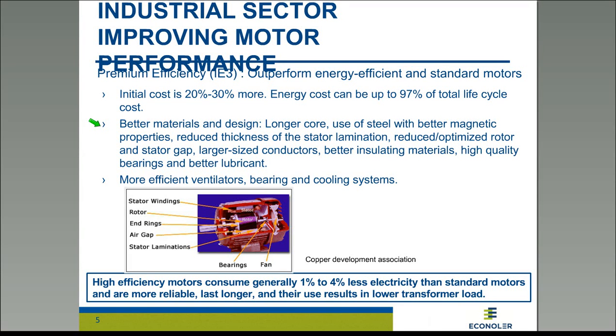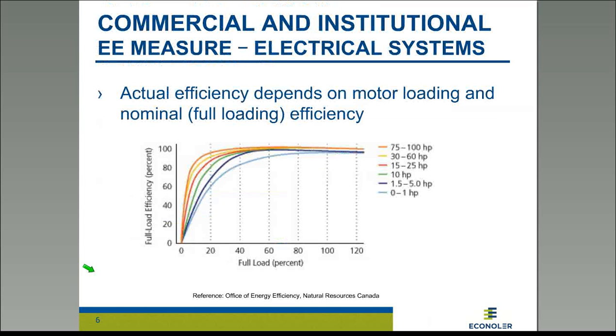So all this makes the high efficiency motors more efficient, though not by a very high percentage. Generally it falls between 1 and 4% of electricity reduction with the premium efficiency motors compared to standard efficiency motors. But besides the energy efficiency gain, it also brings other benefits: those motors are generally more reliable, they last longer, and they result in lower transformer load. So there are other side benefits to using this technology.